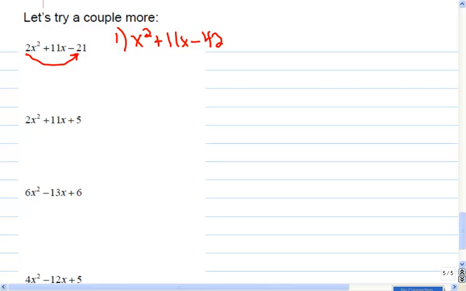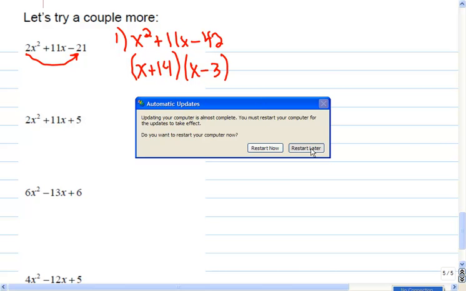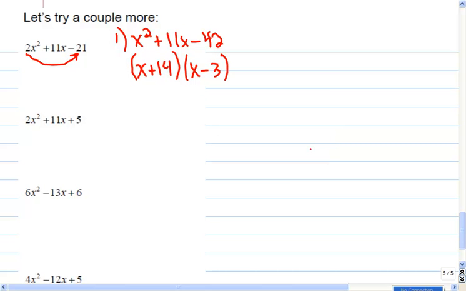All right, go for it. 14 and 3, yeah. So positive 14 and negative 3. So that'll multiply to negative 42 and add up to 11.